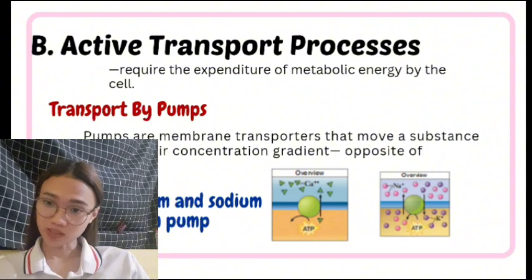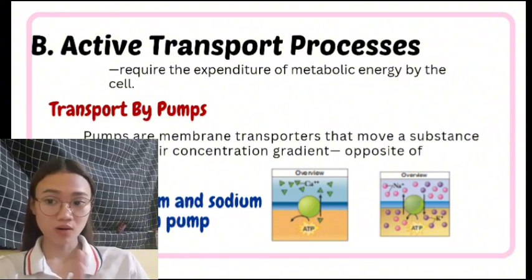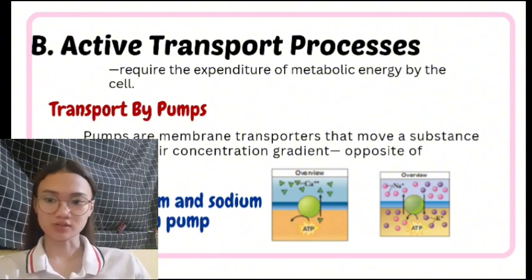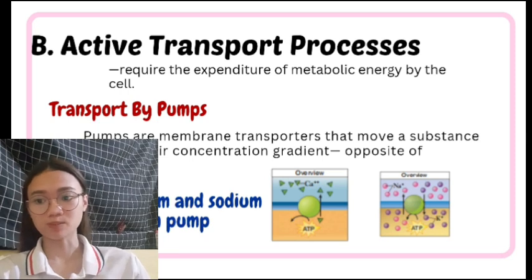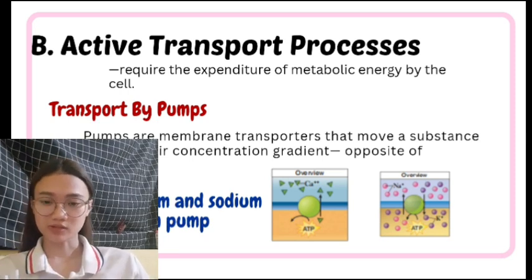So, ang sodium pumps naman is need niya i-maintain ang low and high concentration inside the cell. So, mahalaga to sa function ng mga cells tulad ng nerve impulse and muscle constructions.